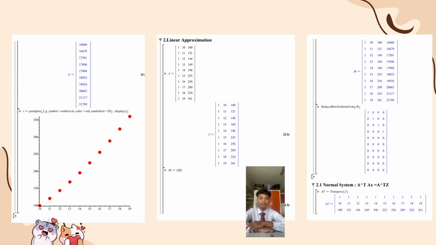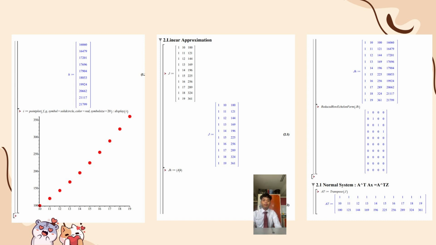Second, constructing the model matrix J. We use a least squares approach to fit a quadratic model. The matrix J contains a first column of constant terms, second a column for the years for linear terms, and a column for square years for the quadratic term. This structure helps us find the best fitting curve for the data.